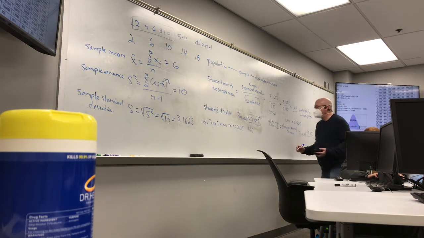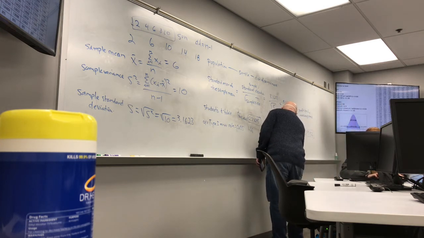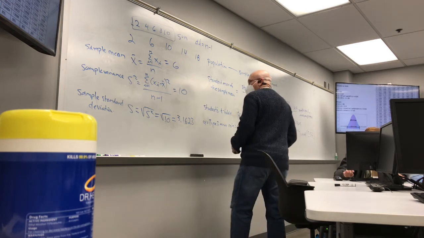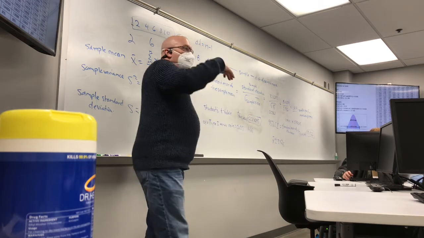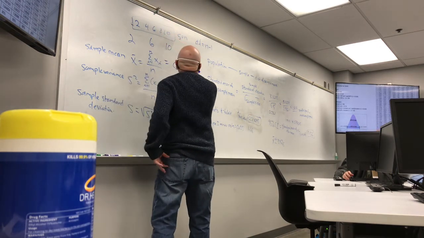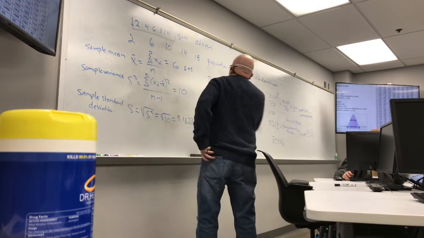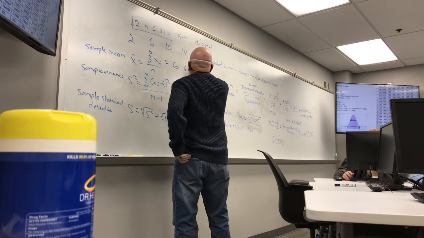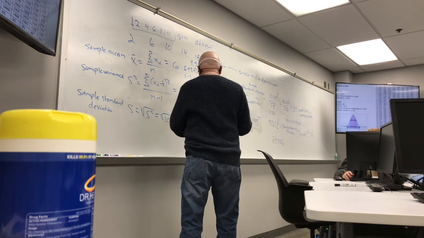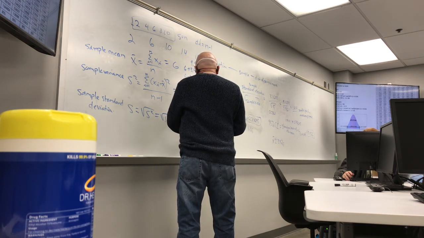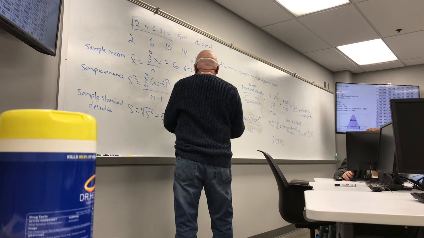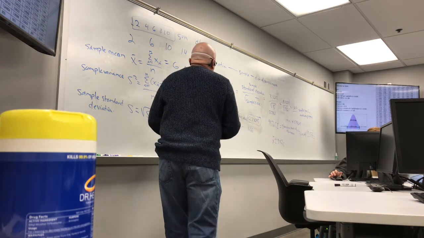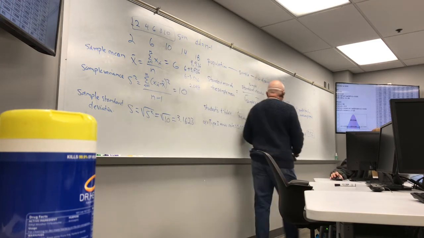This then gets added to the mean and subtracted from the mean. So if our mean is 6, the range of our confidence interval would be 6 plus 3.926 and 6 minus 3.926. That's 9.926. 6 minus 3.926 is 2.047. So the confidence interval you could draw like this.